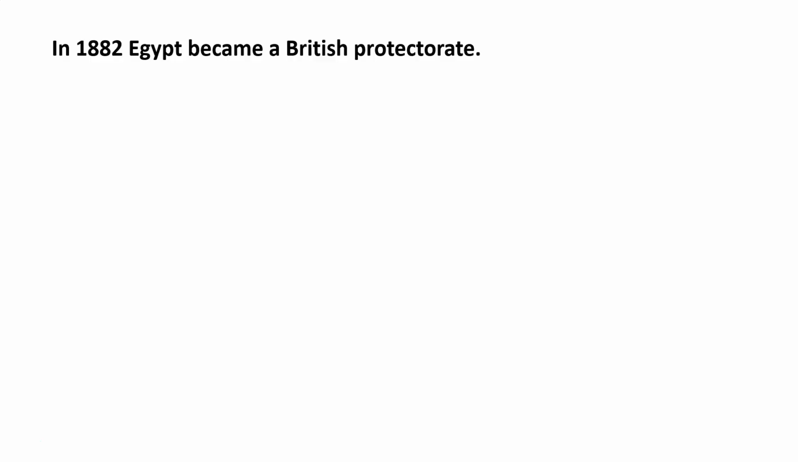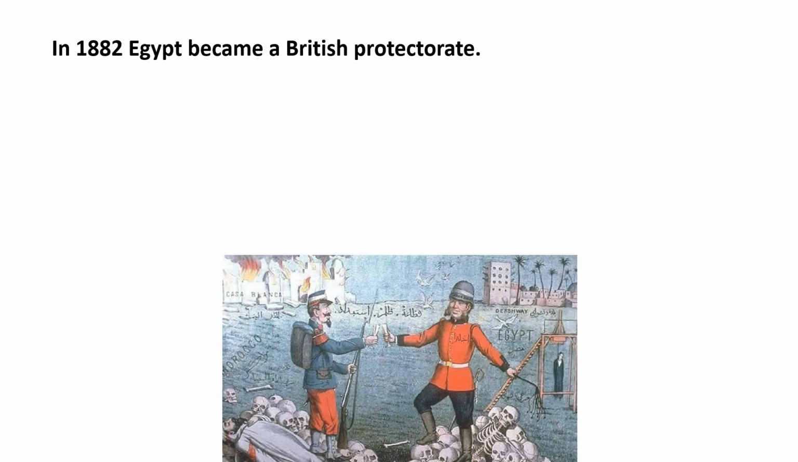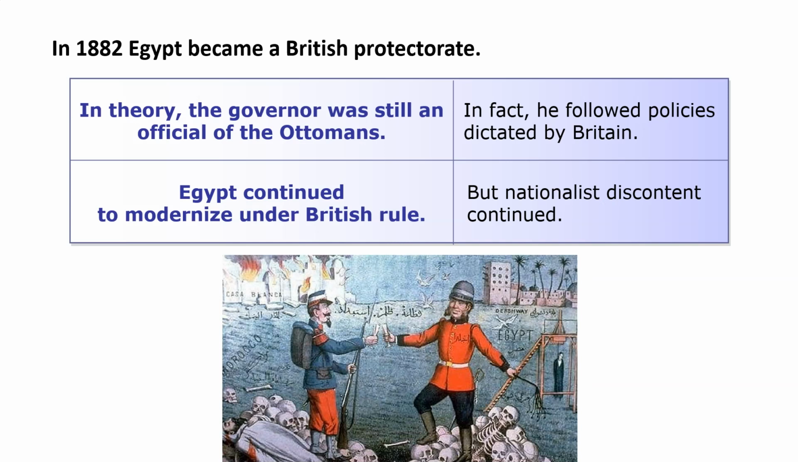So by 1882, the Suez Canal was built, it's in operation, it's controlled by the British. Egypt at this point pretty much is what we would call a protectorate of Britain. So here's how that works, and we've talked a little bit about these types of rules. In theory, on paper, the governor of Egypt is an official of the Ottoman Empire and reports back to Istanbul. But in practical terms, on the ground, he really follows the policies that are dictated to him by Britain.